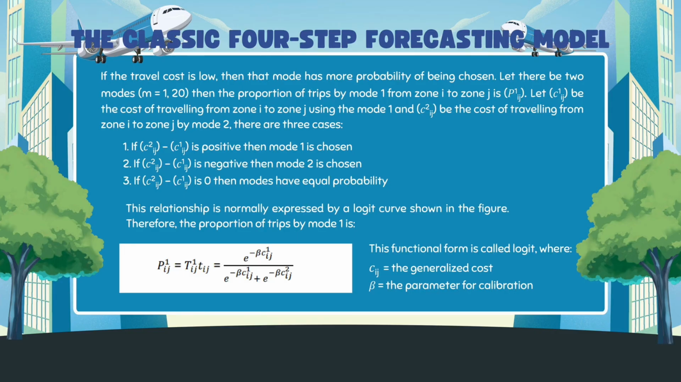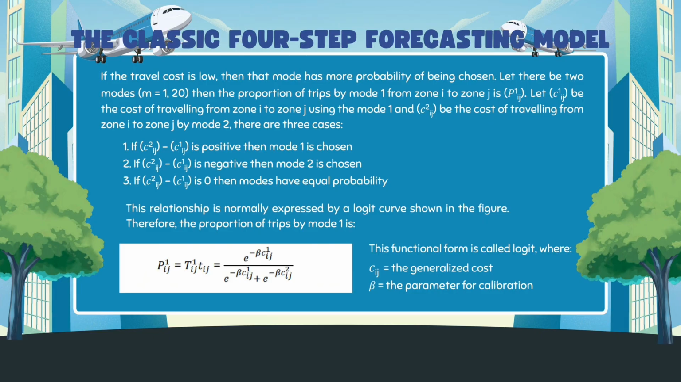So here are the three cases. If c raised to 2 subscript ij minus c raised to 1 subscript ij is positive, then mode 1 is chosen. The second is if the difference is negative, then mode 2 is chosen. And the last one, if the difference is equal to 0, then the modes have equal probability.